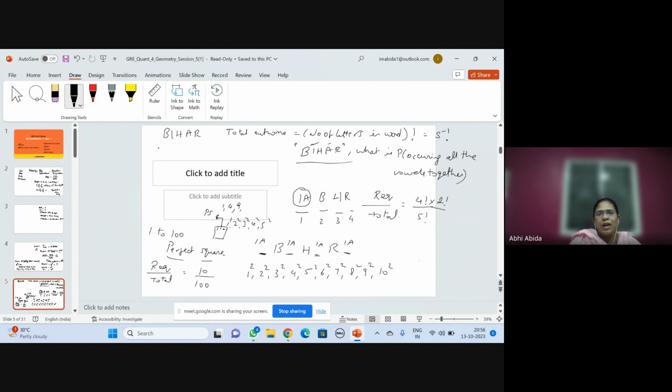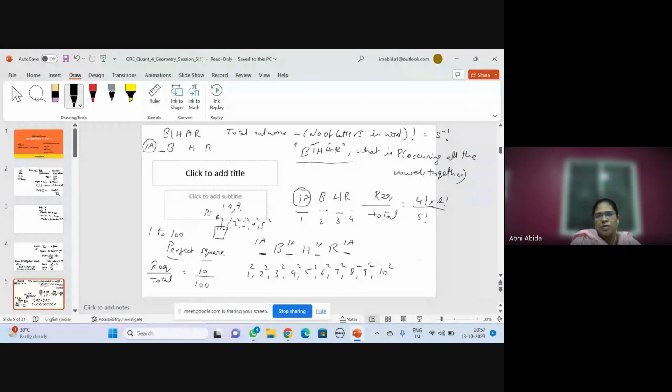Now moving on to the required outcome. What I require is for my vowels to be together. In how many spaces can I arrange the vowels? There are 2 vowels, so tie up the 2 vowels aside. Where can I put them among the rest of the letters? B, H, R are the rest of the letters. I have to put these 2 letters always together. How many chances are there?